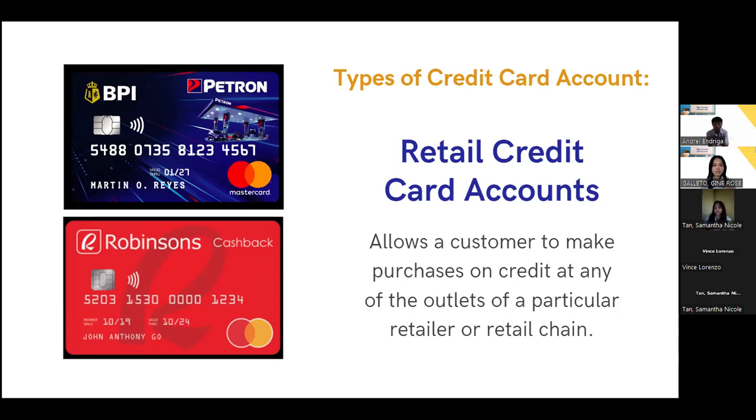So, one example is the Petron BPI MasterCard. It is a credit card packed with great value for private motorists. So, benefits na pwedeng makuha dito ay 3% fuel rebate and 200 peso free fuel voucher. And then, another one is the Robinson's Cashback Card, where yung mga cardholders nito ay pwedeng makakuha ng up to 3% cash rebate from their purchases sa lahat ng Robinson stores.